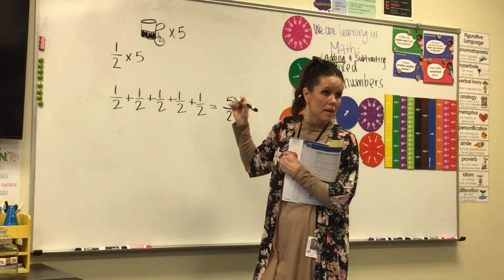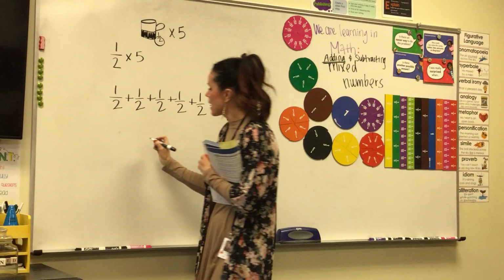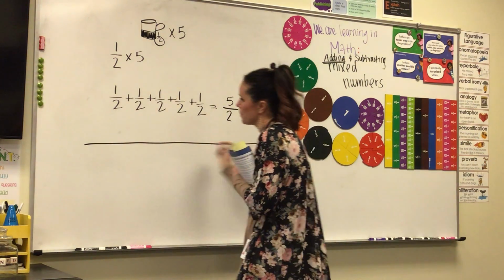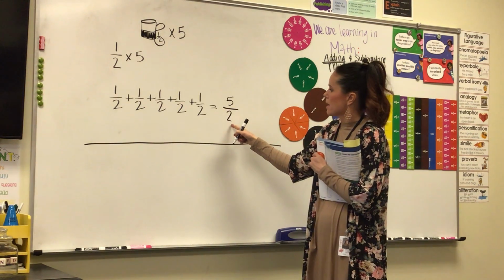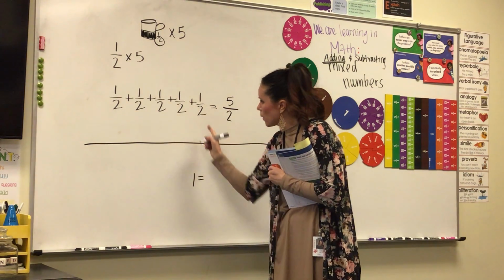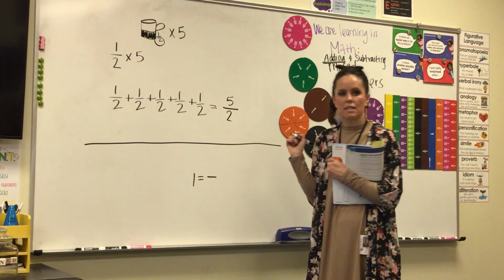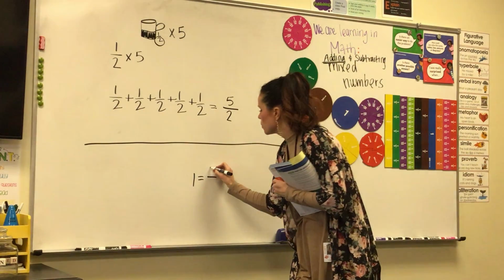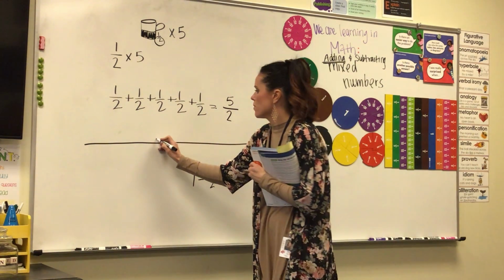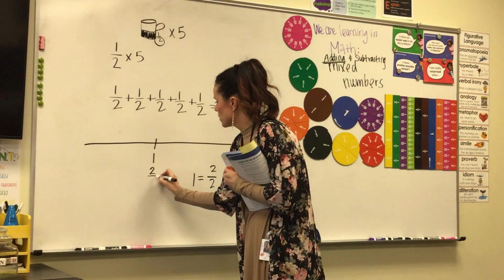Let's change that into a mixed number now because we're learning about mixed numbers. Okay? All right. So one way we can do that is drawing a number line. And what is equivalent to 1 when I'm talking about this fraction right here? 1 whole is equal to what fraction, Hannah? 2 over 2. Okay? All right, so I'll draw a 1 right here. 1 whole, so 1 whole cup, which is equal to 2 over 2.